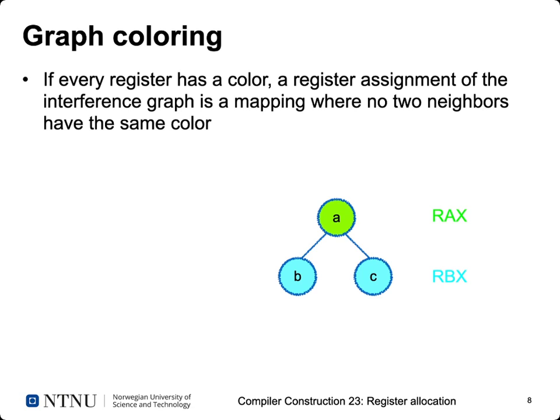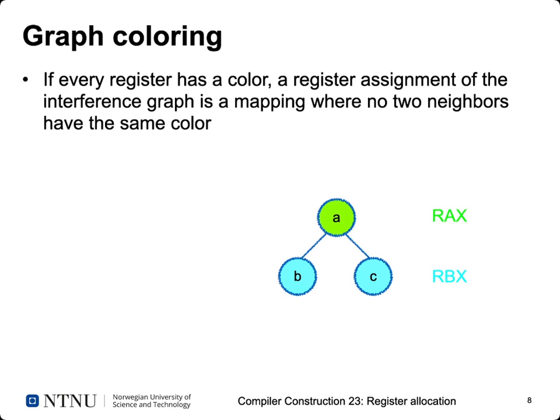So in order to determine which variable can go into which register, we're doing something that's called graph coloring. Essentially, we are assigning a color to each node of the graph. And this interference graph now has one constraint. And this constraint is that two nodes that are directly connected by an edge are not allowed to have the same color.